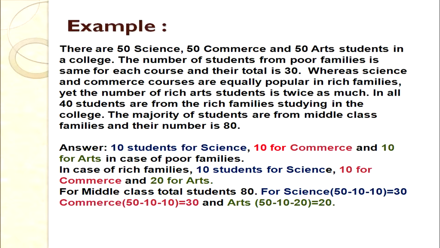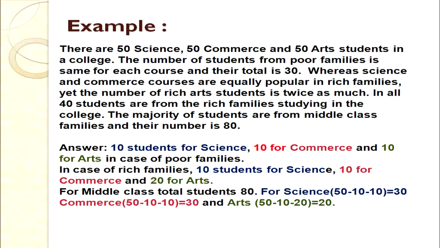We need to do it because the first step to construct a table is to find the data and classify into different similar groups. That is what we have learned in previous chapter. In all, 40 students are from the rich families studying in the college. So, they are giving us how many students for rich class? 40 students. The majority of the students are from middle class families and their number is 80.